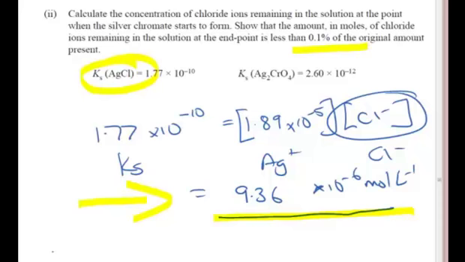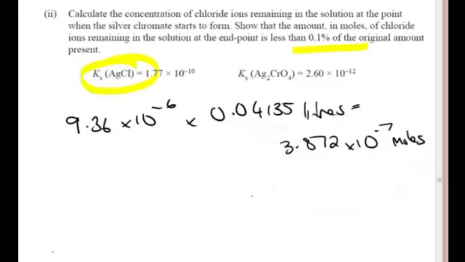Okay. So if we do that calculation, it's just the concentration. I've missed out the units. You should include the units. That's just a bad habit of mine. Times by the litres gives you 3.872 times 10 to negative 7 moles. That's the amount that's remaining in solution.